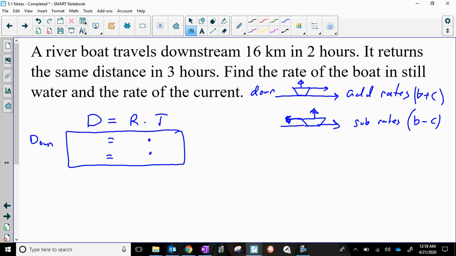Think about walking on a moving sidewalk. When you go with it, you go faster. Okay, so we know we're going downstream. It says that it takes 2 hours to go 16 kilometers.